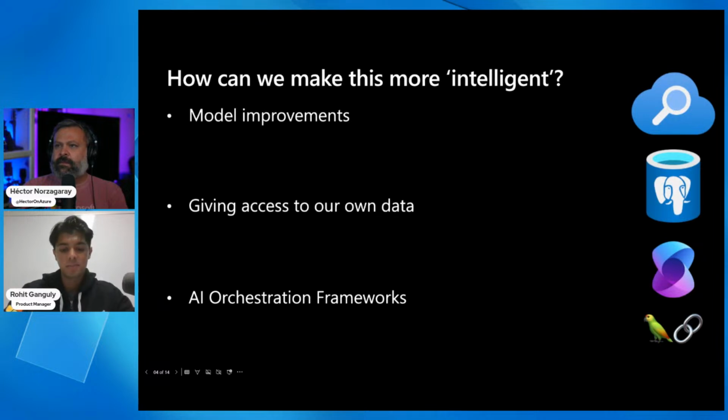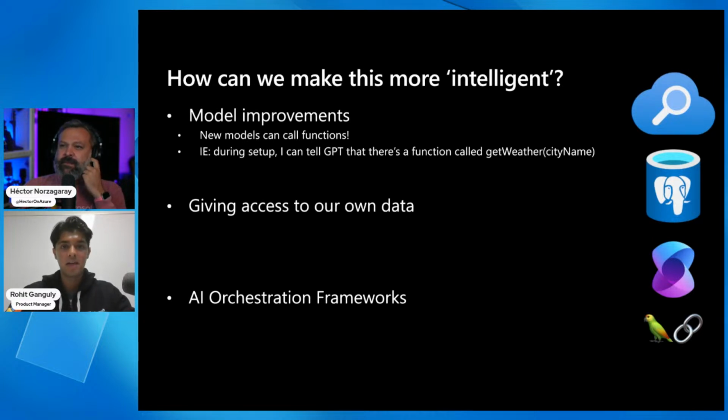Starting with model improvements. The new models actually have what's called function calling, which is great. It can promote agentic behavior instead of just being a language model that provides completions and that's it. For example, during setup, I can tell my model, hey, here's a bunch of functions. This is one function, for example. I have a function called get weather, and it takes in a city name.